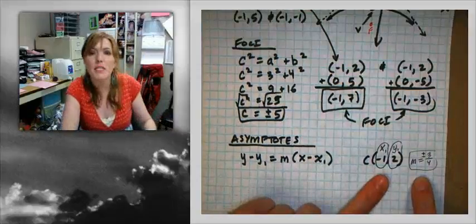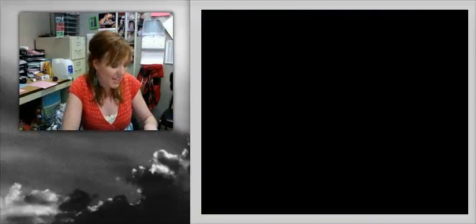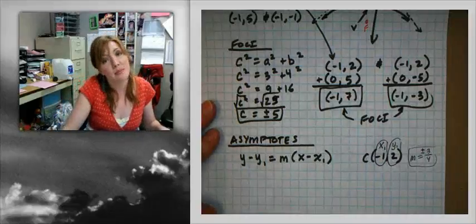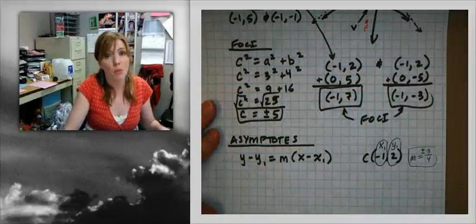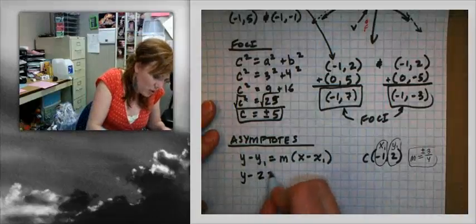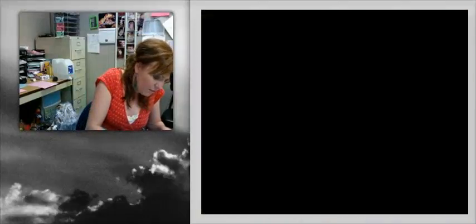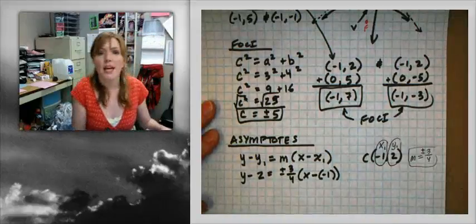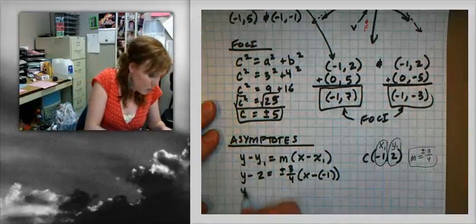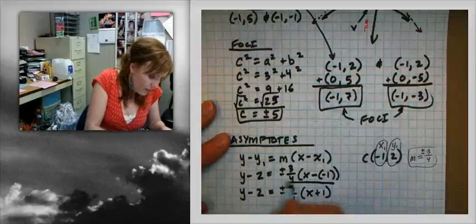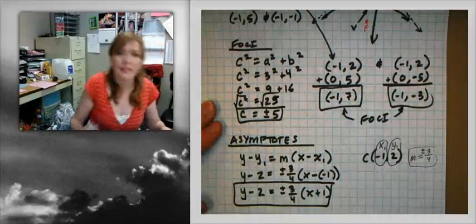We're going to take these pieces of information and plug them into this equation to get our equation of our asymptotes. The thing that's nice about this is we're just going to leave it in point-slope form. Okay, so here we go. Y minus 2 equals plus or minus 3/4 times x minus -1, which again translates to x plus 1, so it's y minus 2 equals plus or minus 3/4 times (x plus 1). We're going to leave it like that.